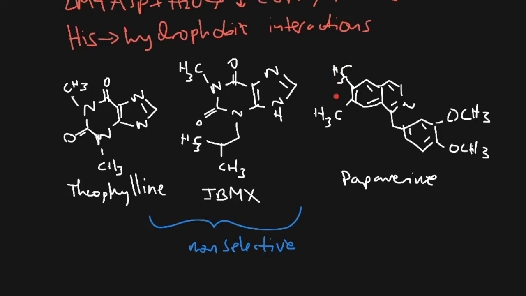Papaverine, Papa has 2 eyes right here. So theophylline, IBMX, and papaverine are all non-selective PDE inhibitors. So they can act at either, for example, PDE1, PDE5, PDE7, PDE9, just listing examples, basically saying these are non-selective for the PDE5 isoform of the enzyme.